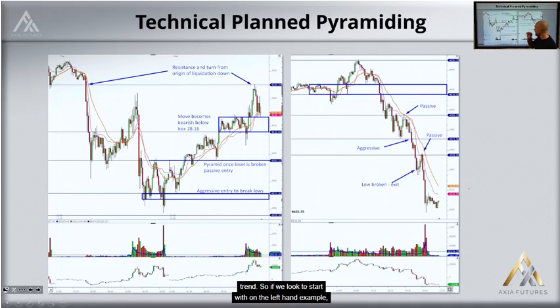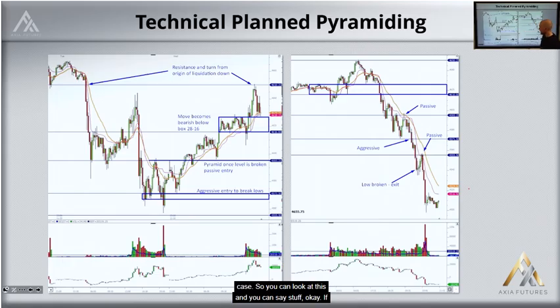So if we look to start with on the left-hand example, what we've got here is a move in the S&P where we're looking for this potential move down to break through lows, taking us down towards 55. Now, you can look at this trade. You don't have to sell from the origin of this wash down, sell from up here. That's the easy way of looking at it and saying, oh yeah, of course you sell it up there, easy trade. Realistically, not the case.